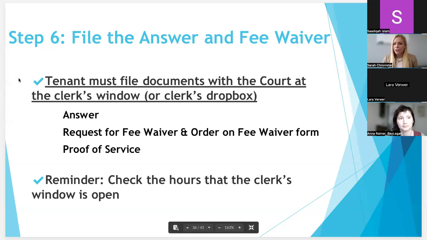Just a reminder to check the clerk hours. Sometimes they vary, but oftentimes they're not open late in the afternoon and sometimes even close as early as noon. So if your last day is Friday and you think, great, I have all day, you don't actually, which is unfortunate. If the clerk's window is closed and it's Friday, it may be too late, even though you're ready and willing to file your answer at 3. So the earlier, the better.